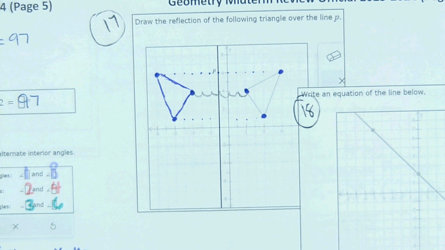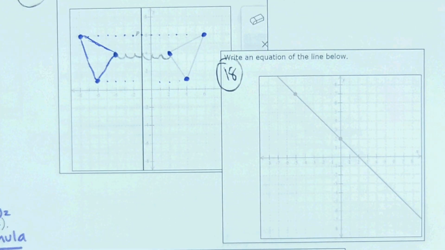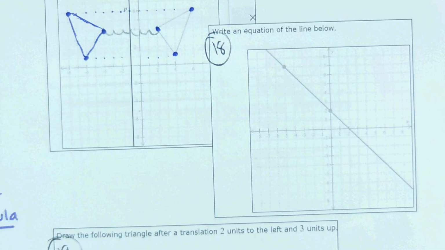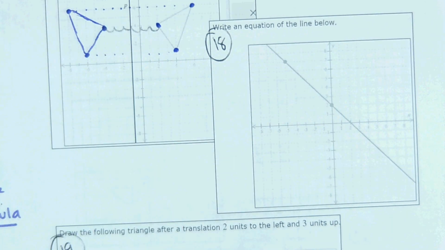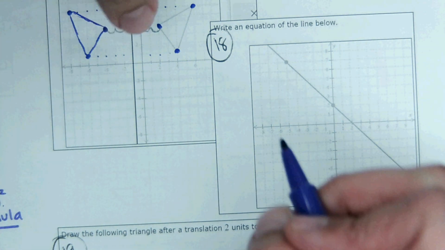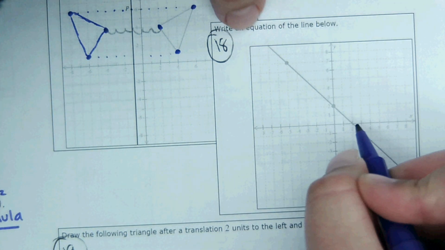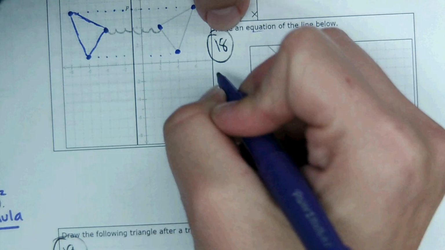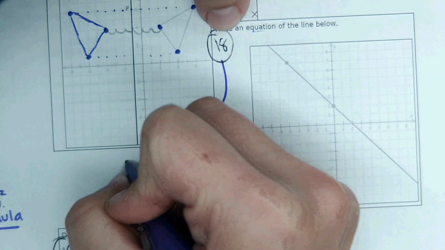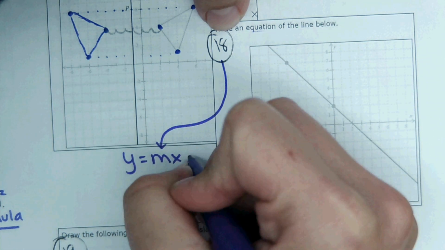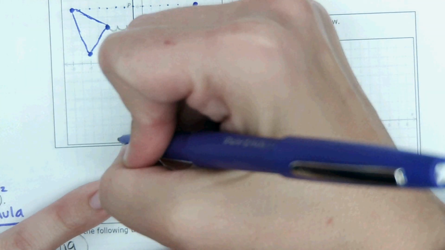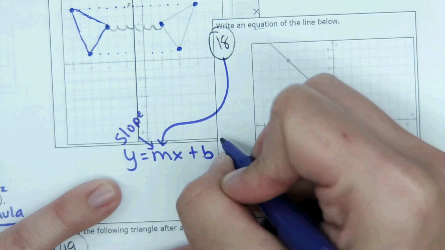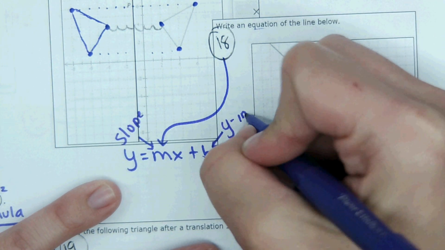Okay, number 18, write an equation of the line below. We're actually going to do more than one example of this, so we have this one here, but I'm going to show you another example as well. So 18, just starting out here, equation of a line, and I'll do the work over here. Y equals mx plus b, equation of a line. M being the slope, and b being the y-intercept. So m is slope, as you should know, and b is y-intercept.